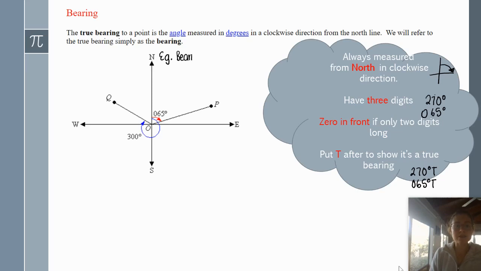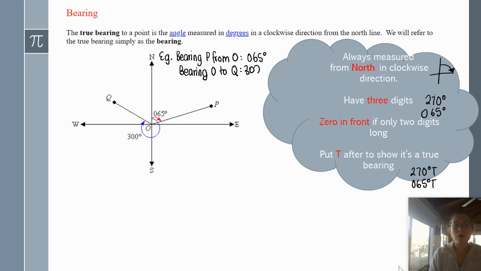So for instance, if you look at this diagram, we see that we have a bearing P from O. That means we're going to start at point O right in the middle. We're going to look where north is, and we're going to start there, and then we're going to go around all the way until we reach P. Now that's 65 degrees from the north line to P. So that bearing is 065 degrees.